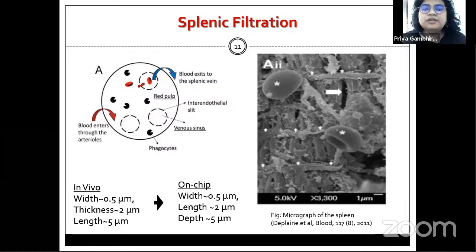So our problem statement was that we wanted to design the spleen on a chip. Why we wanted to do that comes in the next part, but we wanted to mimic these dimensions. The width of this gap is less than a micron, that is, 500 nanometers. Its thickness, that is the thickness of the endothelial layer through which the cell has to pass, is 2 microns. And the length that you see here is typically 5 microns. On the channel, we wanted to mimic these similar dimensions. That was our problem statement.